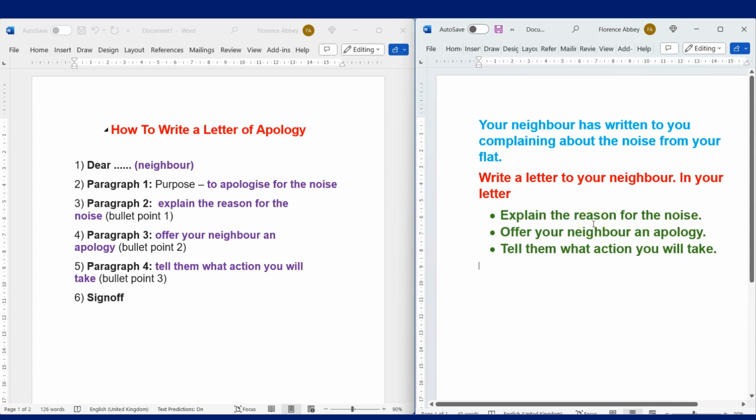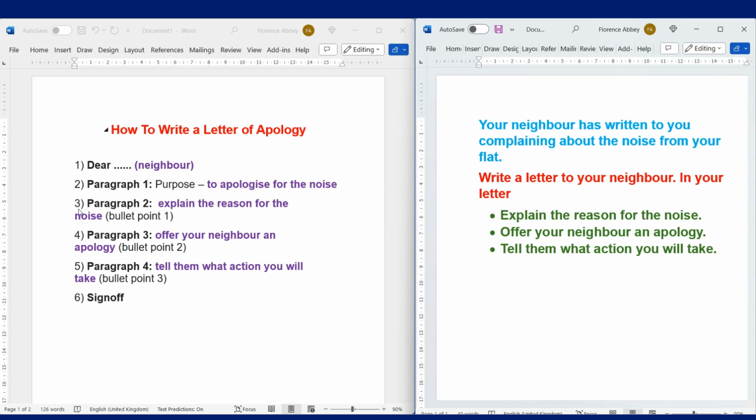So if we are going to add the details from the question into our plan or our structure, then this is how it should look. We will salute the neighbor by writing dear and then who the neighbor is, whether we know the name or we don't. So dear neighbor, right? And the first paragraph will be the reason why we are writing the letter. That is to apologize for the noise, right? So we are going to apologize for the noise.